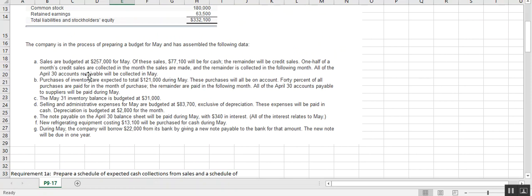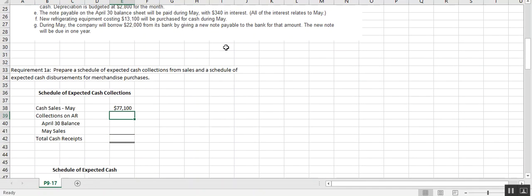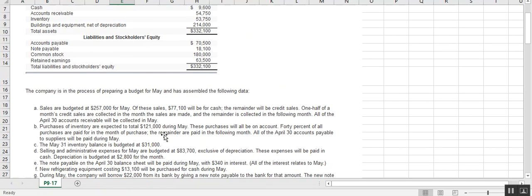So this says all of April 30th accounts receivable will be collected in May. So accounts receivable is an asset account, so that should be on our balance sheet. This is our balance sheet as of April 30th, so that gives us our accounts receivable balance for April 30th. And it says we're going to collect all of that. So we're just going to take that $54,750 and put it down here, because we're collecting all of that in May. And then we are collecting some of the May credit sales, but not all.